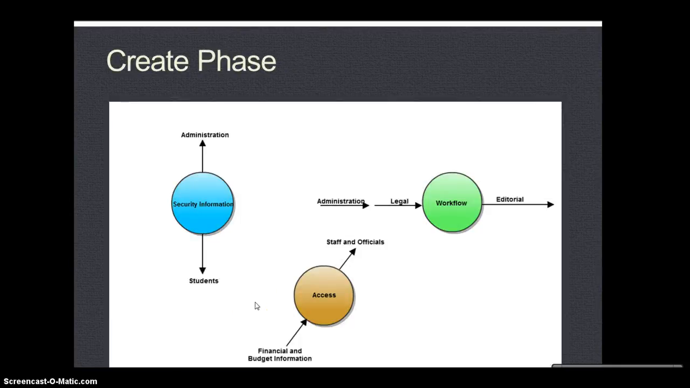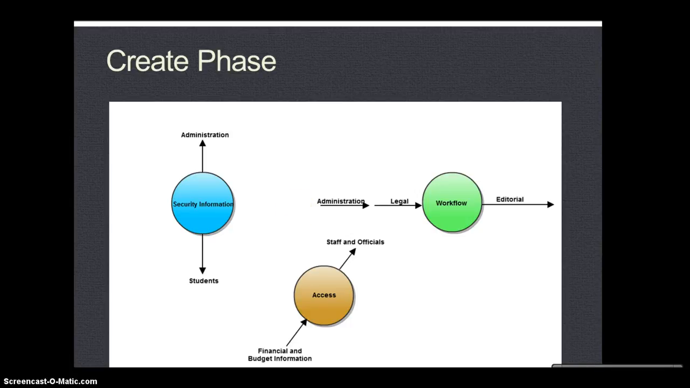The create phase actually begins the production of the content. There are 3 key things to point out in this section. Assigning security information. This is important because different stakeholders work on different projects. For example, students might be working on something that is very different from what the administration might be working on, and therefore you want to keep the security information very separate for the 2 audiences.